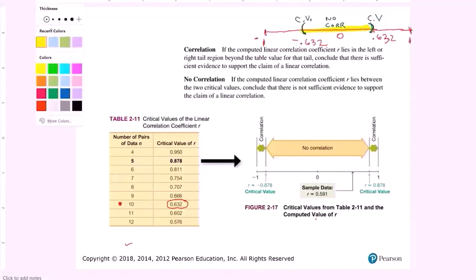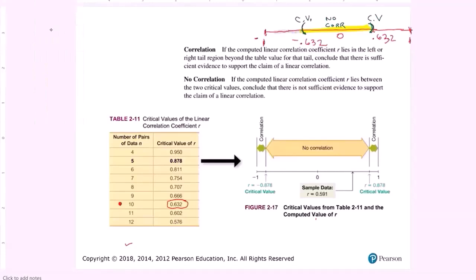If it lies outside of the critical values, here and here, this means that we do have a correlation. If the R value is bigger than positive 0.632 or smaller than negative 0.632, then we can say we do have sufficient evidence to support the claim of a linear correlation. If it's in the middle, then we conclude there is not sufficient evidence to support the claim of linear correlation.